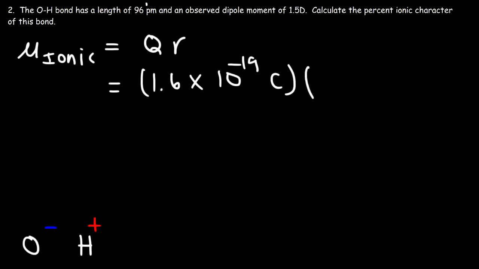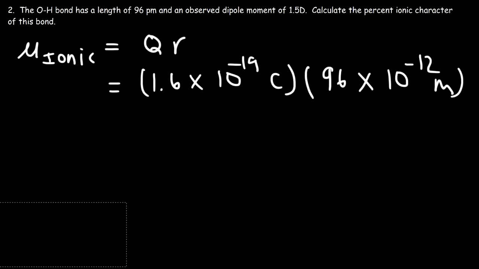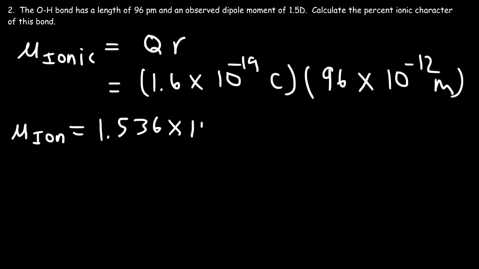R is based on this number. That's 96 picometers, and we need to convert that to meters. So it's 96 times 10 to the negative 10 meters. I take that back. That's supposed to be 10 to the negative 12 meters. So let's go ahead and multiply those two numbers. And so you should get 1.536 times 10 to the negative 29 coulomb meters.